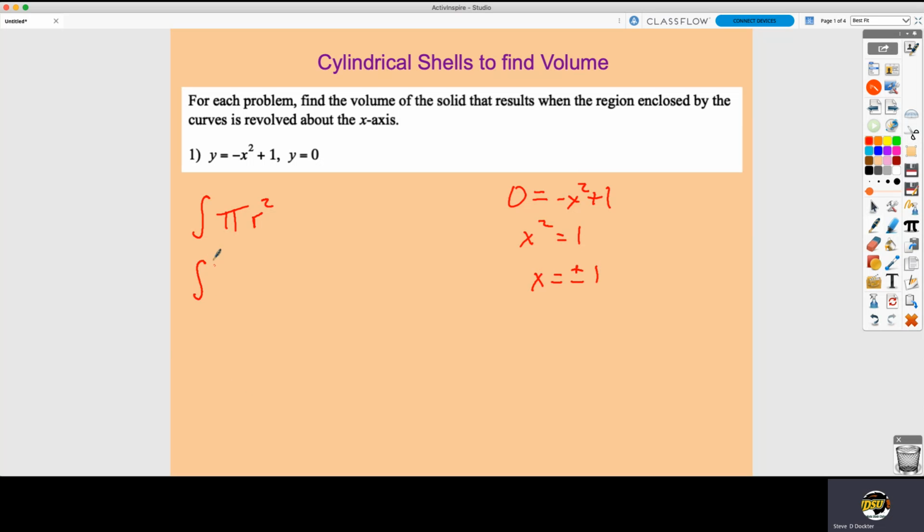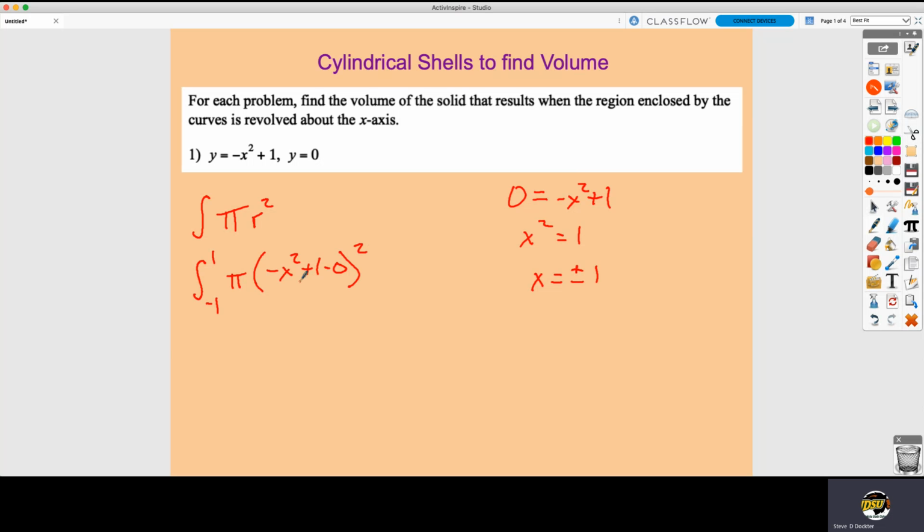So we have the integral from 1 to -1. Remember, the bigger number goes on top. Okay, if you put the smaller number on top, you just take the absolute value of it at the end. Okay, how do we get our radius here? Not quite. You're close. Yeah, we subtract these two. So that would be -x squared plus 1, technically minus 0, and then we square that.